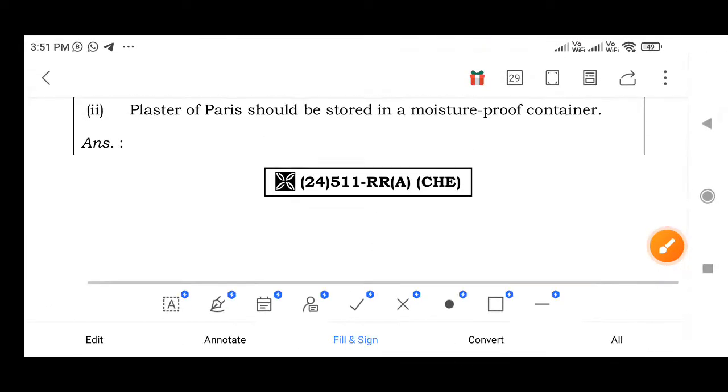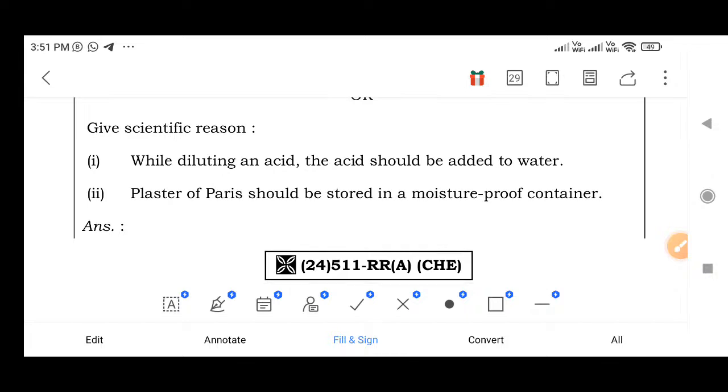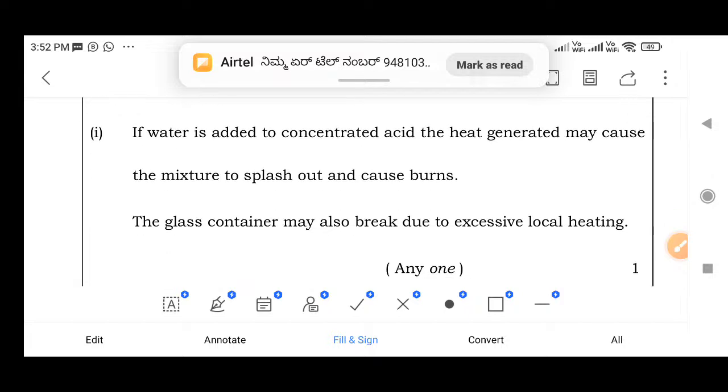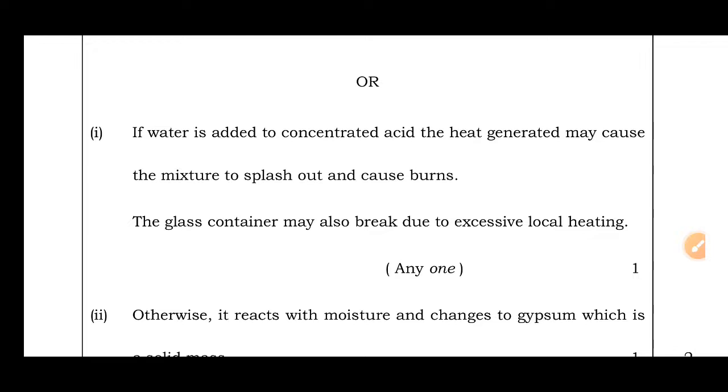Then for this question, another type of question is there. Give scientific reason. While diluting an acid, the acid should be added to water. Water is not directly added to acid. Why? Then plaster of Paris should be stored in moisture proof containers. Why? Okay, to give reasons they asked for 1 mark. If water is added to concentrated acid, the heat generated may cause the mixture to splash out or cause burns. That's why drop wise we have to add acid to the water.